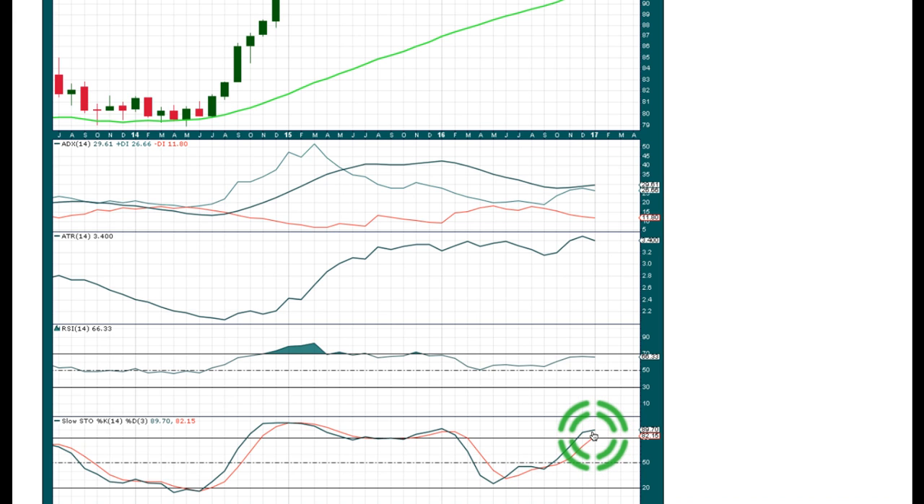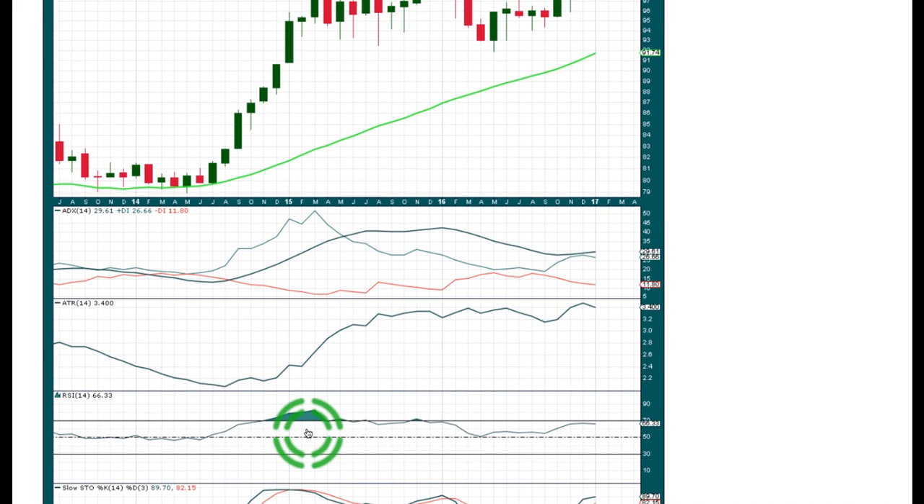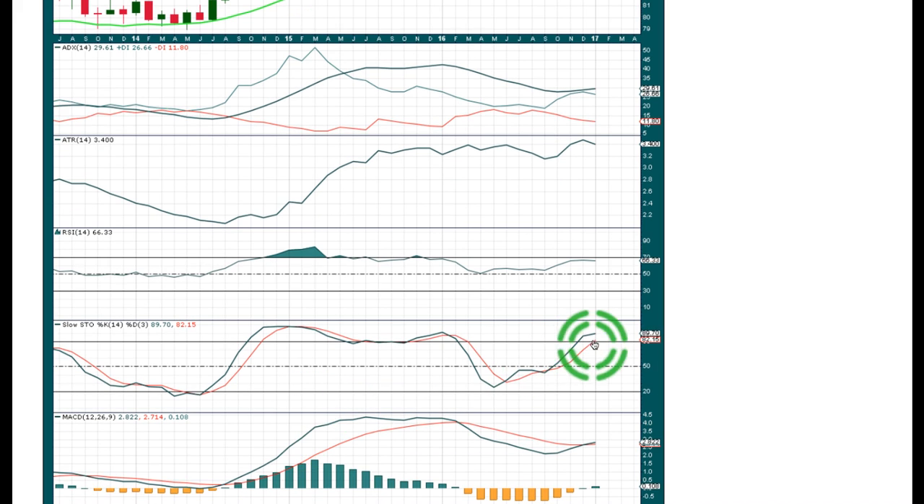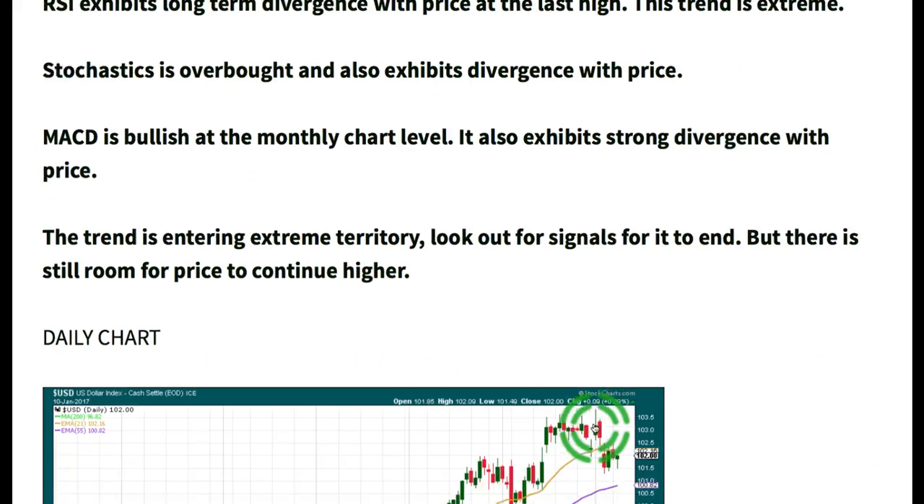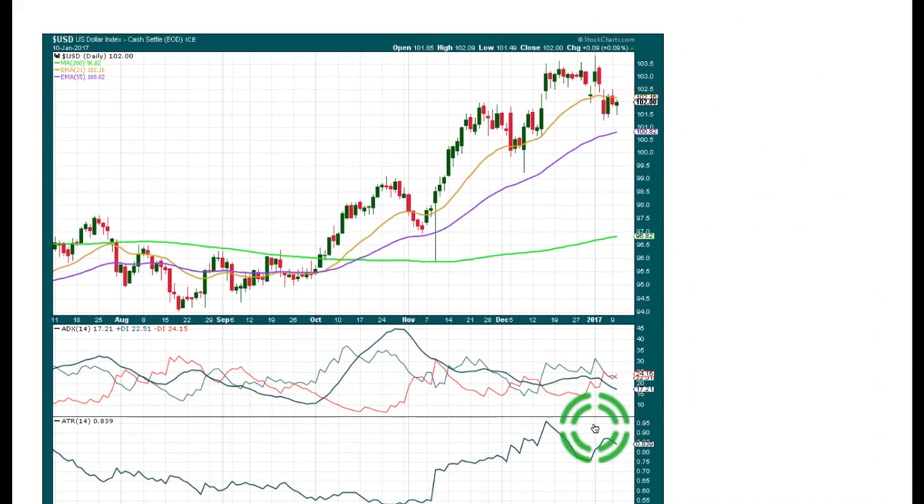Stochastics at the monthly chart level is becoming extreme overbought, but it can remain extreme for quite long periods of time while price continues within a trend, and so that's not an indicator that price has to turn here. It's just another indicator that the trend is moving into extreme territory. MACD is bullish with a crossover here last month. Let's have a look at some more detail at the daily chart level.